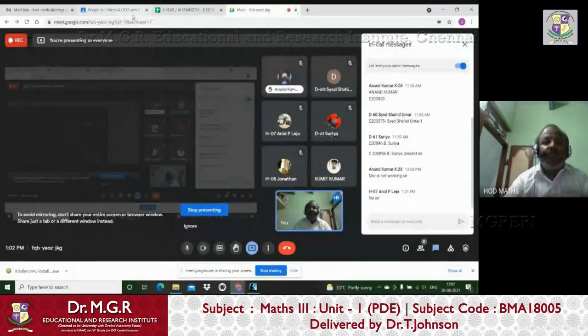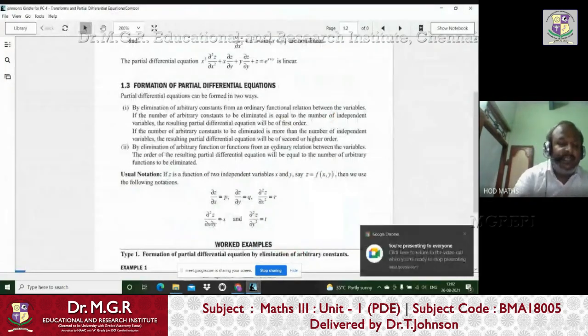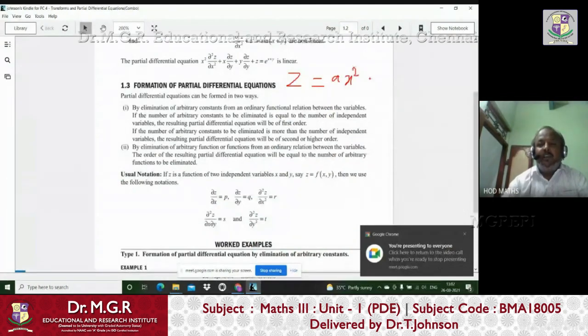So it has two independent variables, in z equals x square plus y square. Yes. See, you are attending the class for yourself, not for me. You are the ones paying money. Whatever the pandemic situation, after 2 years you have to go for some job. All these things are there. So we have only two arbitrary constants, a and b.